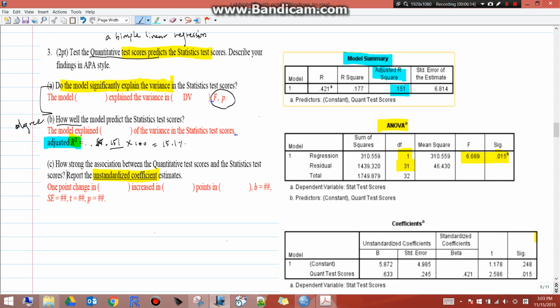And then the last one is about the regression coefficients. It shows the strength of the association between the predictors and outcomes. So how strong the association is, that means we need to look at the coefficients. There are multiple columns. The first one is about the model, and by model I mean the predictors. So we have quantitative test scores as a single predictor. What is the constant? This constant is the intercept.